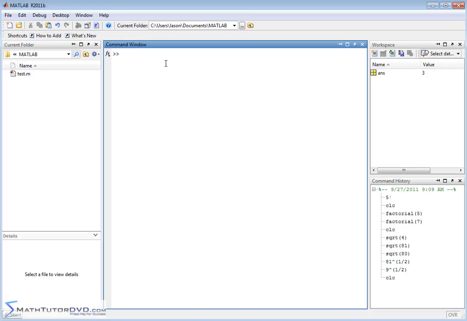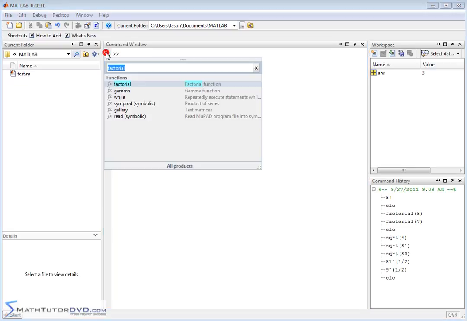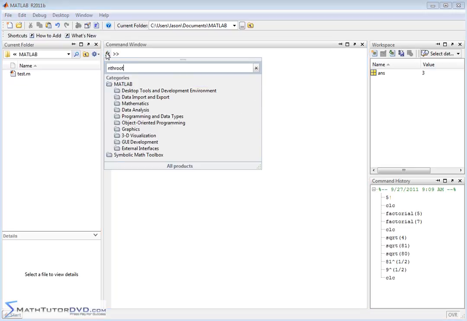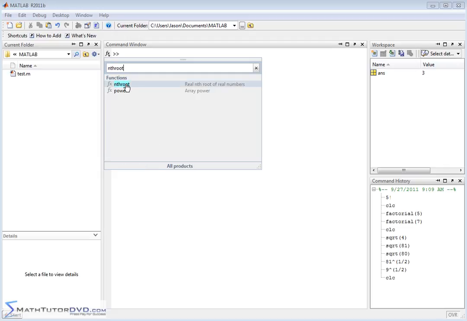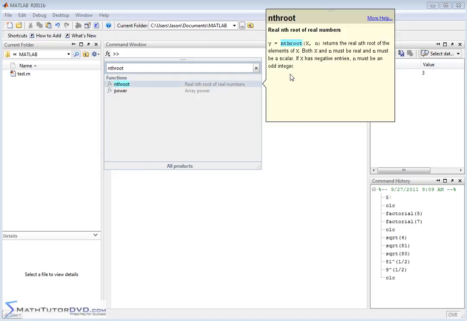Now, if you'd like to take a root of a number that's not a square root, maybe you want to take a cubed root or a fourth root or a fifth root, there is a function for that. And to demonstrate, I want to show you how you might use the help system if you happen to forget the syntax. So you just type in nth root. Okay, there is a function called nth root of real numbers. So it says you pass it two values. The first one is a number. The second one is whatever root you're trying to take, and it should return the nth root.